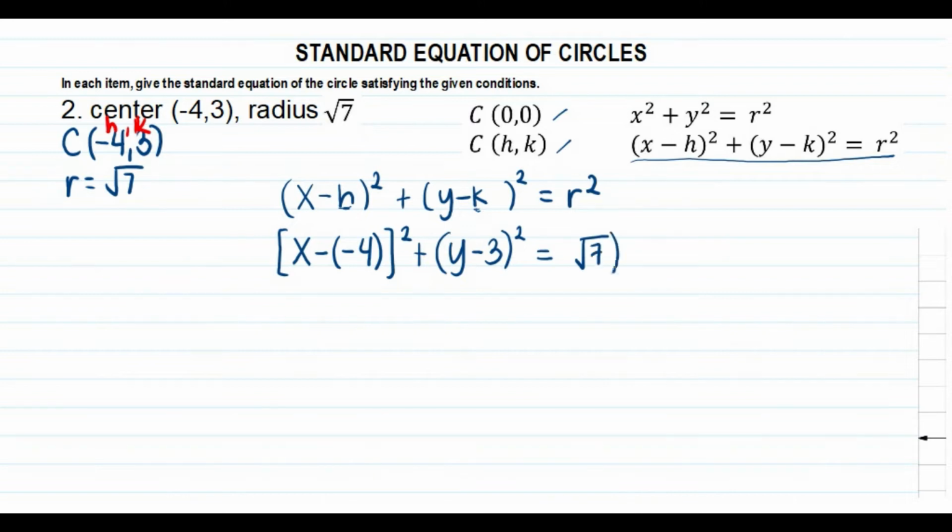Then, mahilig tayo doon. Okay? Let's evaluate. X, negative times negative 4 becomes x plus 4 squared. Kaya, kung ang h natin is negative, magiging positive ang ating standard equation. Ano? Yung binomial ng x. Y minus 3, copy. And then, mapapansin niyo paano isosolve to?